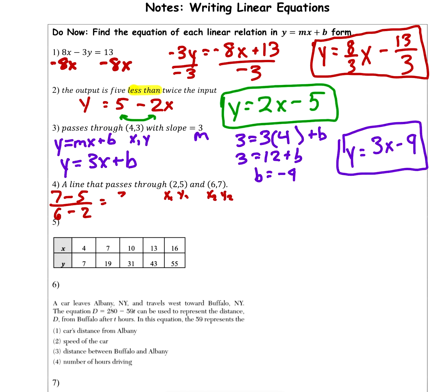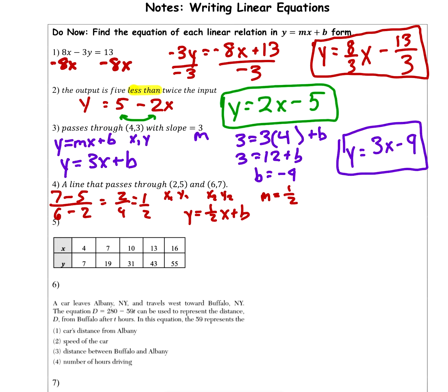That would be 2 over 4, which simplifies to 1 over 2. So we have our slope. M is equal to 1 over 2. Now I need to find my y-intercept. I'm going to do exactly what we did for number 3, because we have a point and the slope. We can plug this into y equals mx plus b. So y equals my slope, 1 over 2 x, plus b.